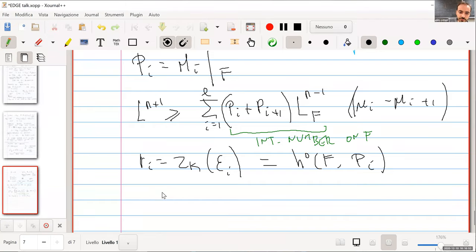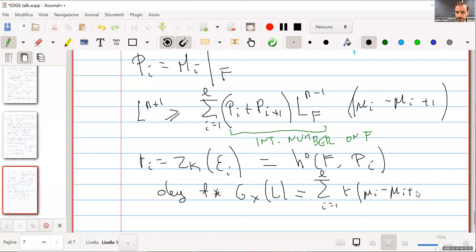And there is a formula which is well known, which is the degree of f lower star of O_X(L). Again, I don't remember it by heart. I wrote it down somewhere, it's here. It is the sum from i equals one to l of r_i times (mu_i minus mu_{i+1}). This is easy, this formula is standard.